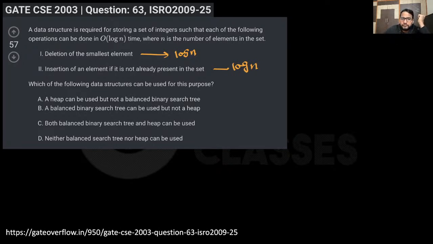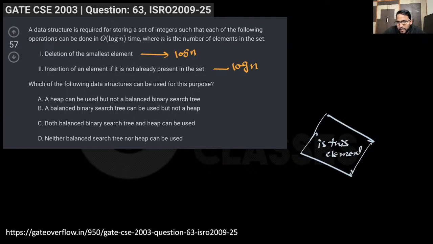Now, what the second line is saying is very interesting. They are saying insertion of an element if it is not already present, right? So if you want to insert some element, then the second line can be broken into two tasks. You first have to check, is this element already present? You need to check, is this element present?